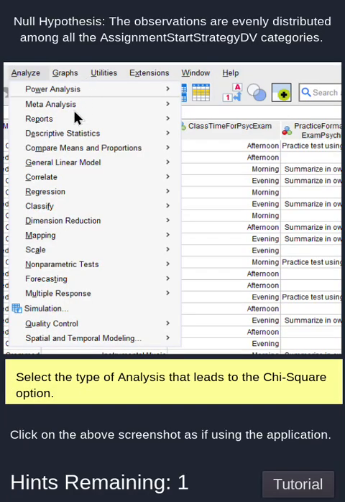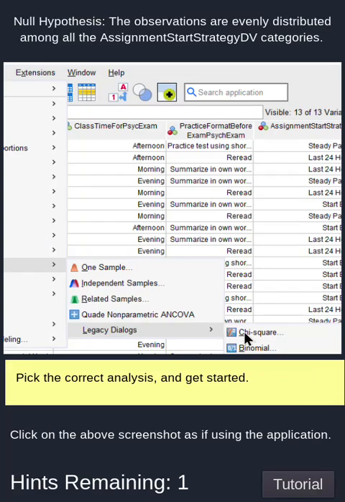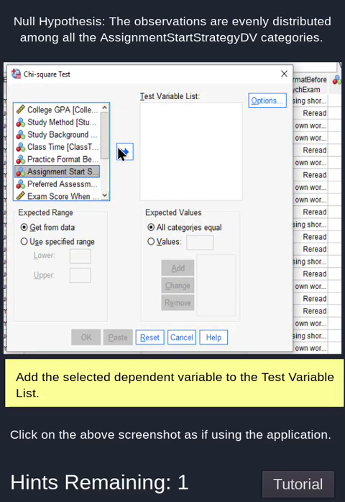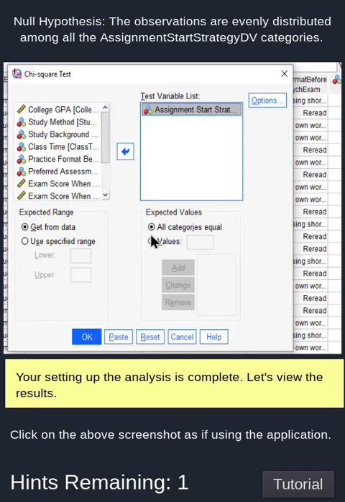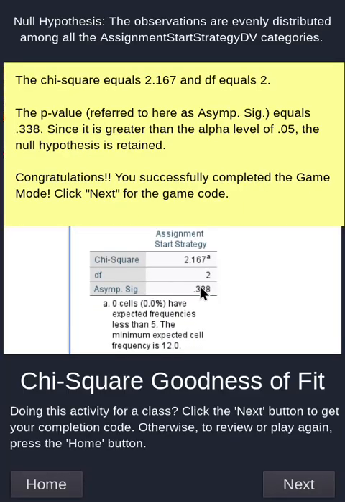So here we go, Analyze. And then it's a non-parametric test. It's legacy dialogs. And here it is, chi-square. And we're going to pick our variable, assignment start strategy. We'll move it over to the test variable list, and that's all we're doing. Remember, all our categories we assume are equal, but we could specify different observation expectations, but we're going to stay with all equal. Click OK. Here are our residual differences, but not enough to be statistically significant since the p-value of 0.338 was bigger than our alpha level of 0.05.